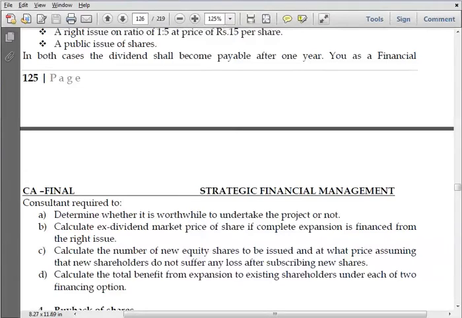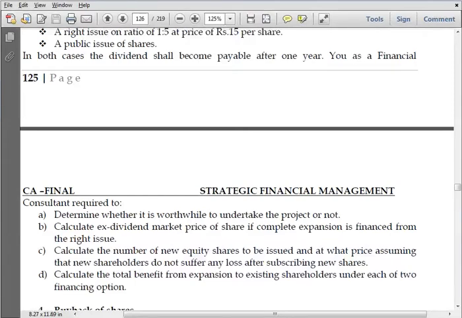Consequently, the issue price and post issue price should be same. I would want both to remain same, then only the investor is not suffering any loss.